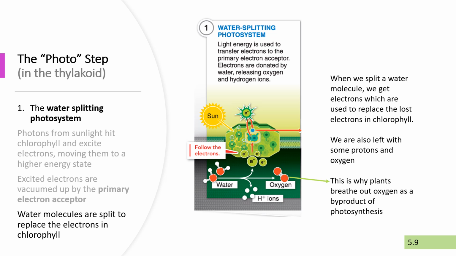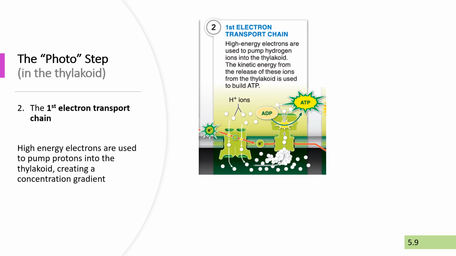But for chlorophyll to continue capturing energy from the sun, those electrons that were lost need to be replaced. The plant gets these replacement electrons by splitting water molecules. When water is split, we get electrons, which go to the chlorophyll, and we're left with some protons and an oxygen molecule. We're going to use those protons in a minute, but the oxygen molecule is a byproduct. So this is the step where the plant releases that extra oxygen.